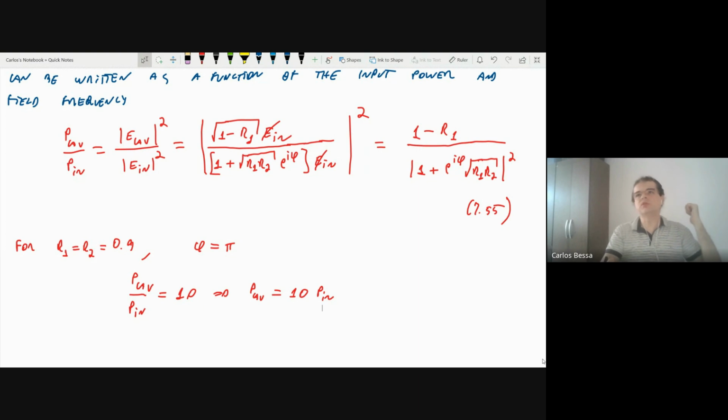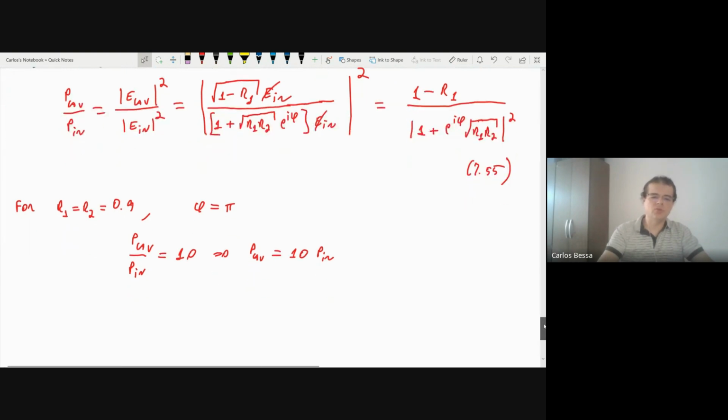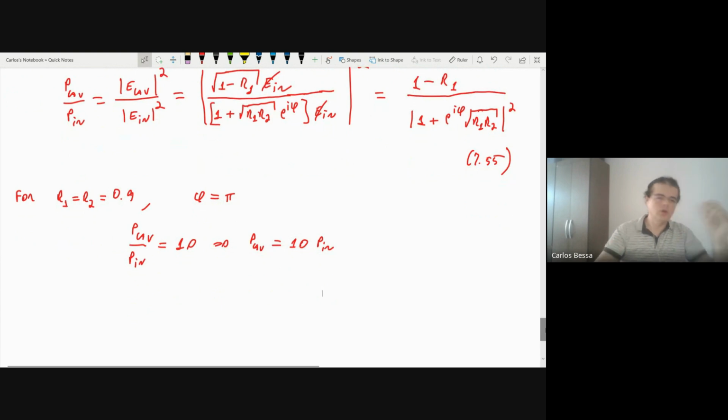We could not do this when we have a crystal because it has its own properties, and that's the advantage here of this model. So let's just finish.